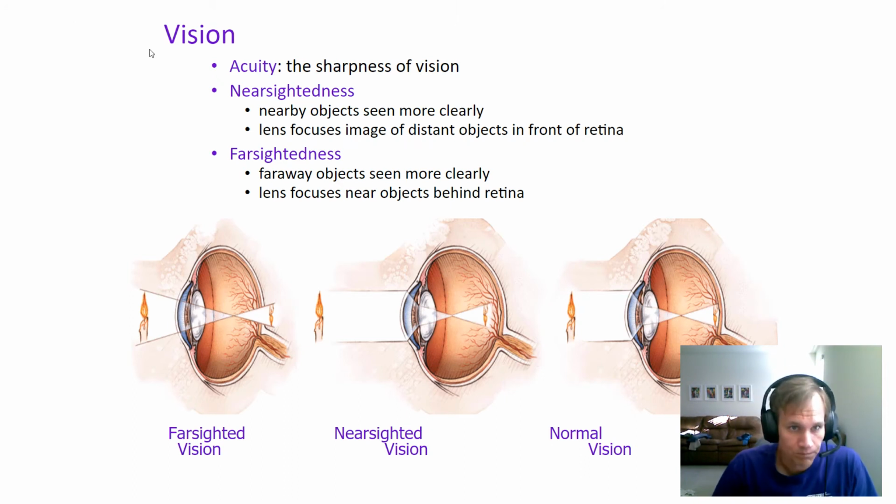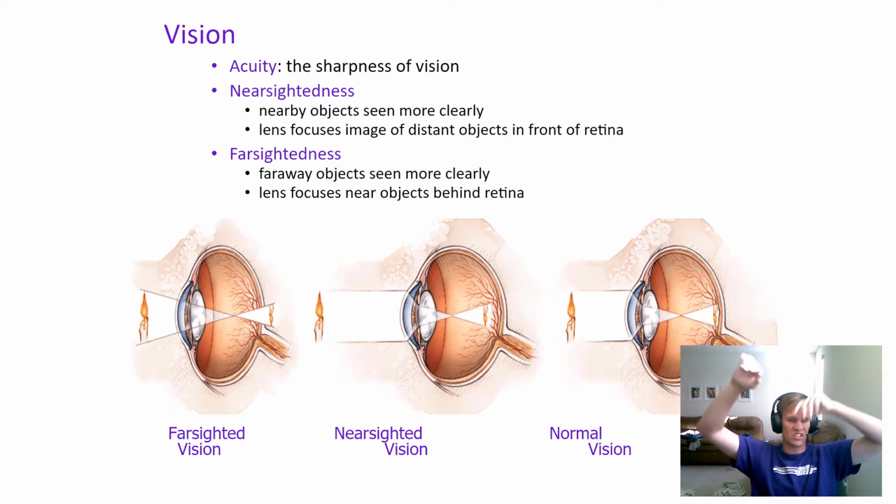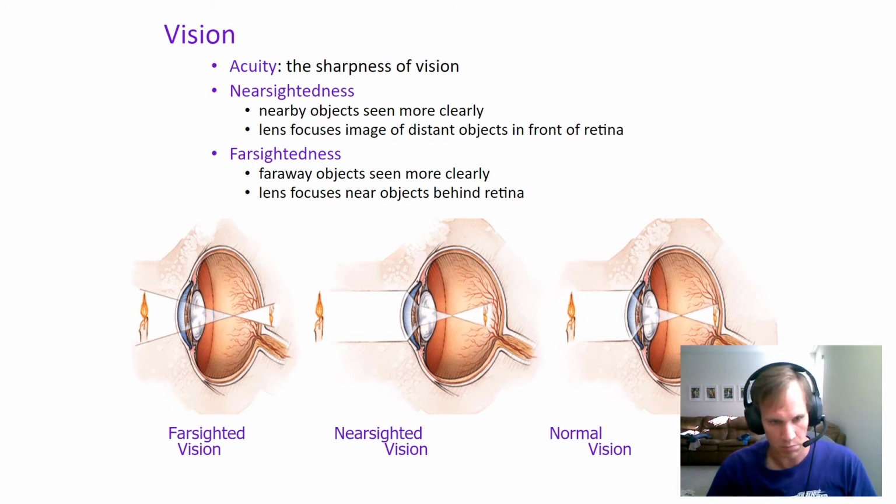So acuity is the sharpness of your vision. If you're nearsighted, nearby objects can be seen more clearly. If you're farsighted, you can see far things more clearly. So if you're nearsighted, you can see up close fine, but if it's far away, it's hard to see. If you're farsighted, you can see down the street much better than maybe a book that's right in your face.